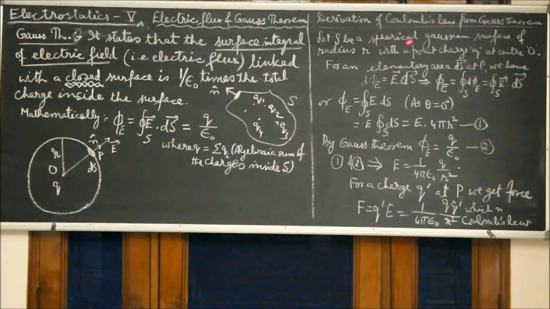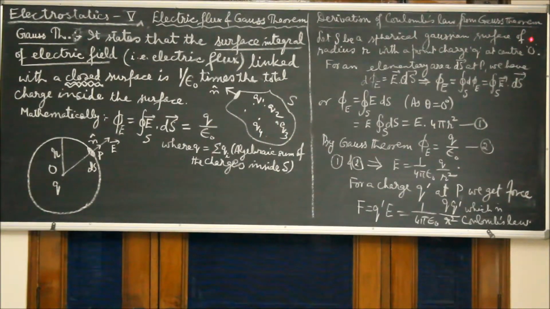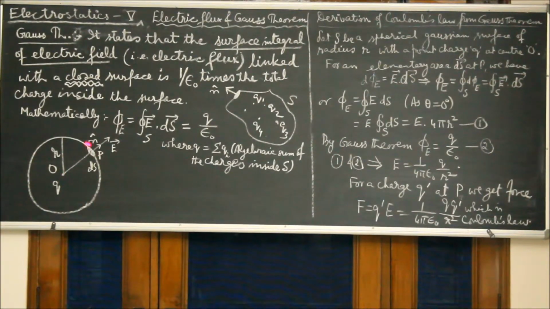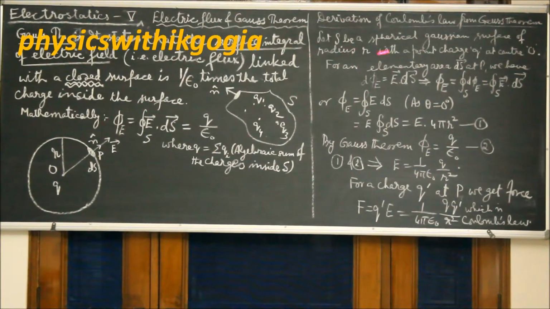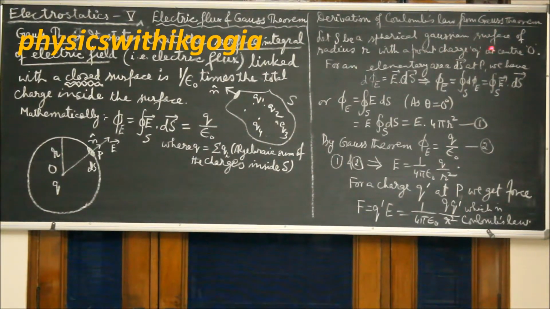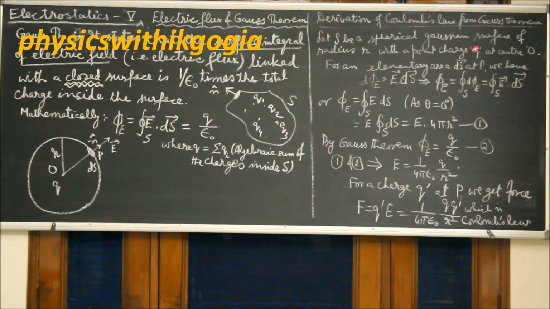Let us now derive Coulomb's law from Gauss theorem. For the purpose, we consider this diagram once again, where we have a point charge Q at the center O of a sphere of radius r. This sphere we take as the Gaussian surface. A Gaussian surface is any convenient surface, however it should be a closed surface, and to such a surface we can apply Gauss theorem.